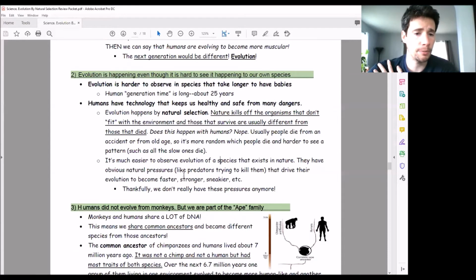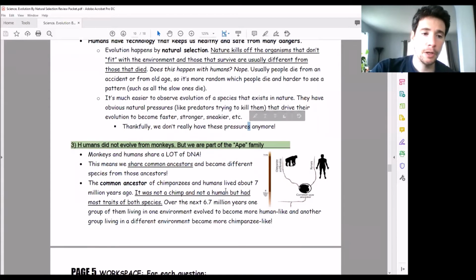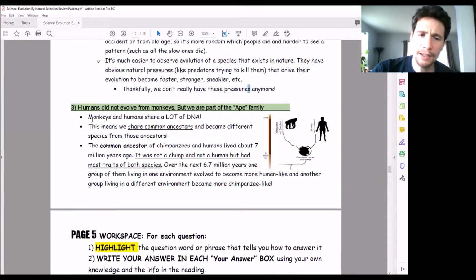Okay, all right, we don't have a lot of these predators trying to kill us that drives the evolution of humans to become faster or stronger or sneakier or whatever. Right? The third thing that students get confused about a lot is that humans did not evolve from monkeys.